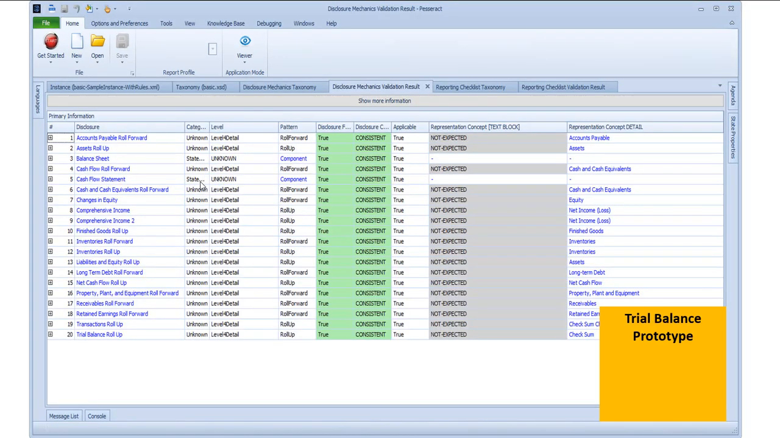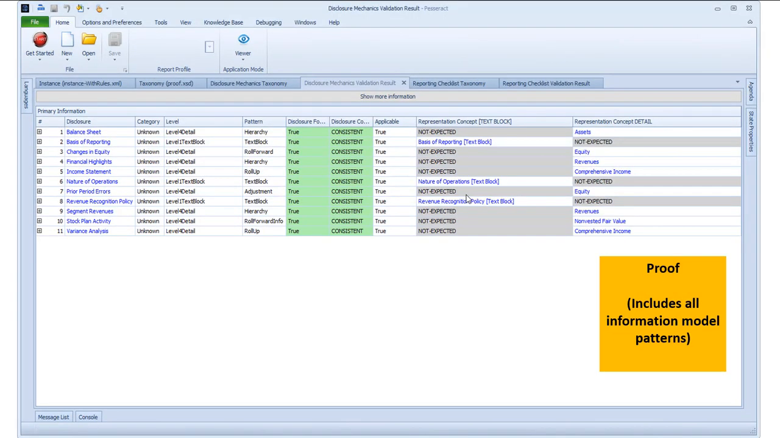And then I did the same thing for this trial balance prototype that I created for internal financial reporting. And then I did the same thing for what I'm calling the proof. I took all the information model patterns, because those other systems didn't have all these patterns. I put all the information patterns together so that I can test to make sure that each type of information pattern works correctly and that they interact with other cubes, hypercubes, correctly, so that basically I can say that the entire system is working correctly.